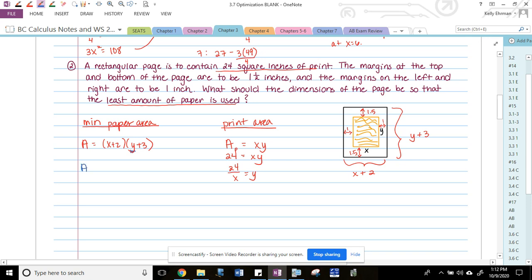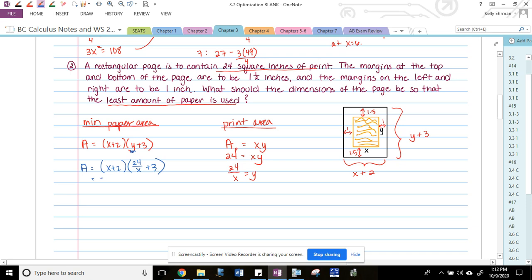Okay, so now I have area is equal to (x + 2) times (24 over x + 3). So now your area equation that you're going to be taking the derivative of has one variable. We could do product rule on this, or we could also just go ahead and FOIL this out. I think I kind of like the idea of FOILing it out.